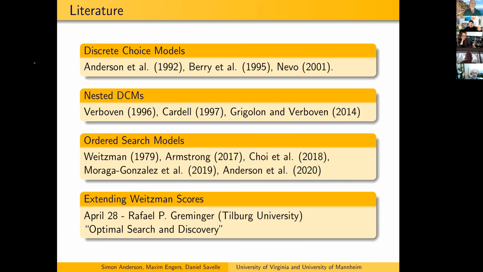So I'm going to put up a literature slide. I think this has become common in these, where I'm just going to say there's a literature and I'm going to keep moving. But what I mean by discrete choice models when I say it here is models that don't have search costs. So you just have values and you select your highest value. When I say nested DCMs, I'm thinking nested logit or some sort of adaptation on it. Ordered search models are the ones that we've been considering here throughout many of the presentations.